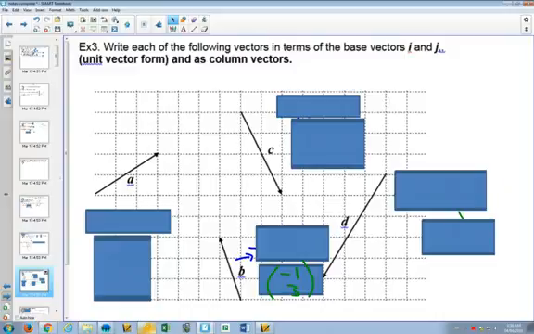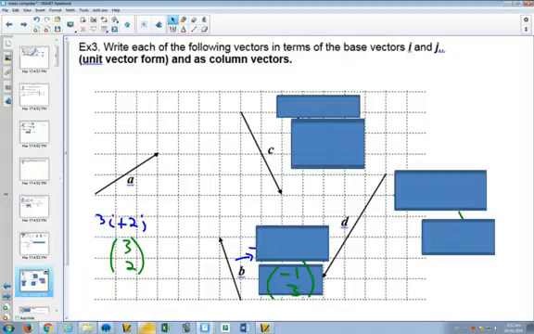So, there is a bunch of vectors. What I'd like you to do is write them in column vector form and also write them in the unit vector form, and we'll put the answers up in a second. Done? Because if you get the first couple, I'm sure you can get the rest. Did you get 3, 2 as the column vector, and then 3i plus 2j?